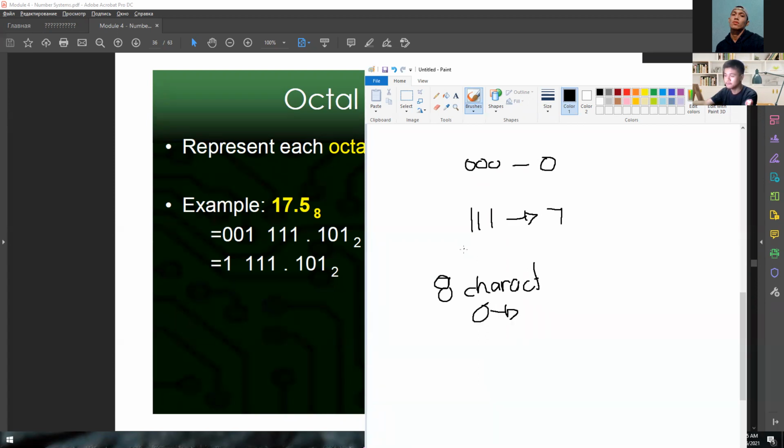If you exceed that, let's say 1000, this is not octal anymore. This is already ninth base, or n base. But to be exact, this one is ninth base. In octal, it's 8 base only. That is the reason why we only need 3 bits for octal, not 4 bits, because 4 bits is for hexadecimal.